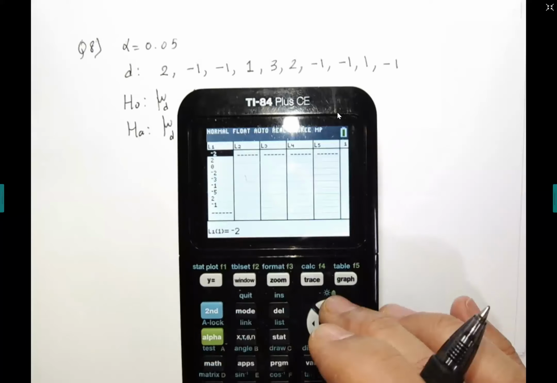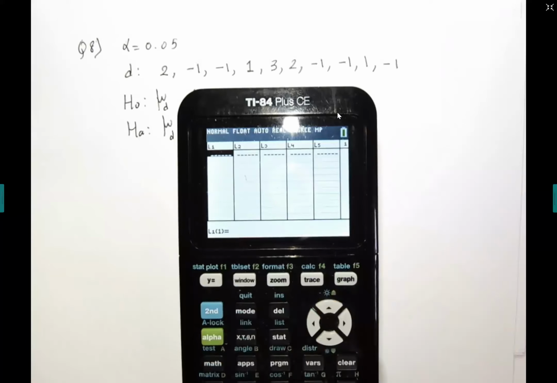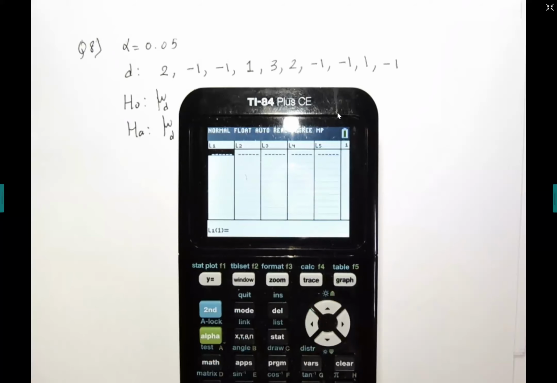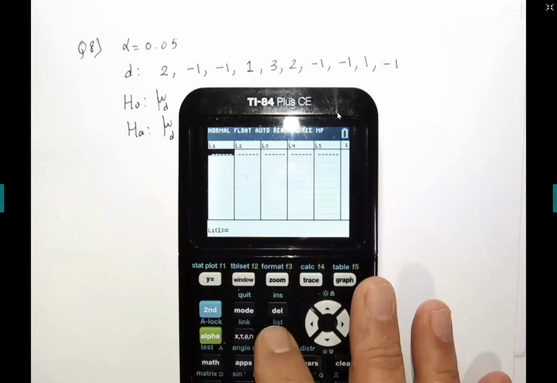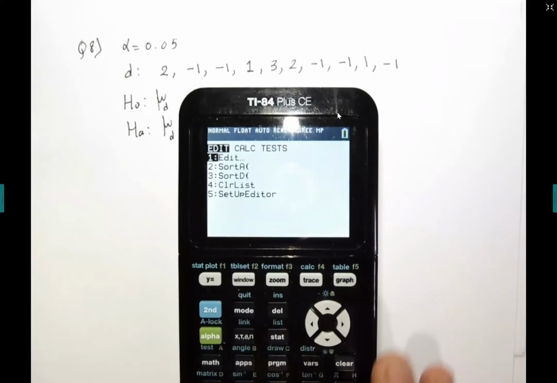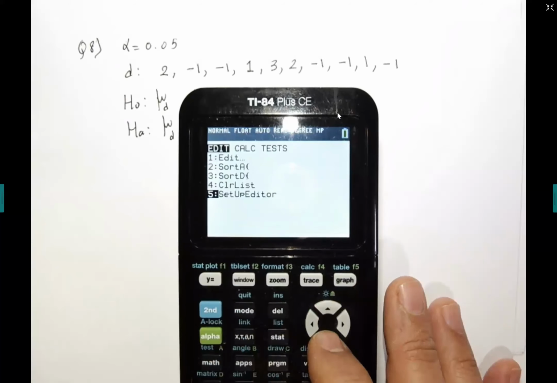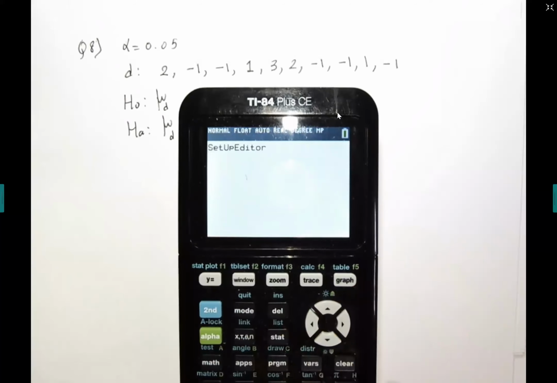L1. I'm going to clear it. If you ever lose L1, here's how you get it back. You go to STAT, then go to the setup editor right here, and press enter. That will give you everything that you had there before.